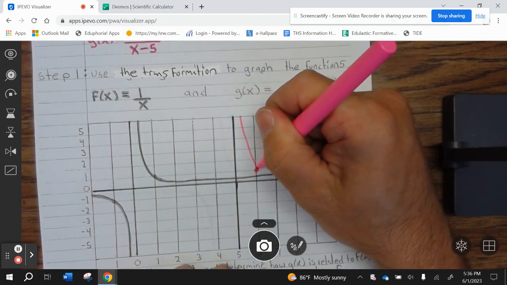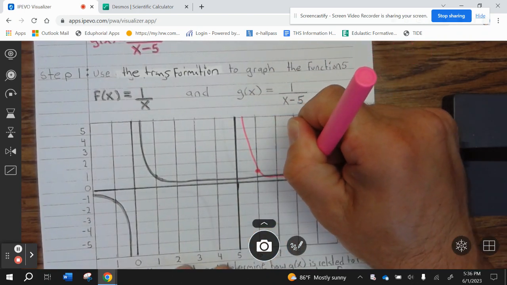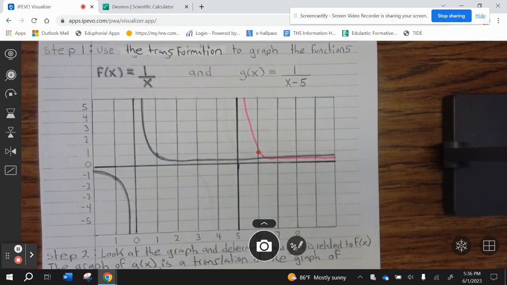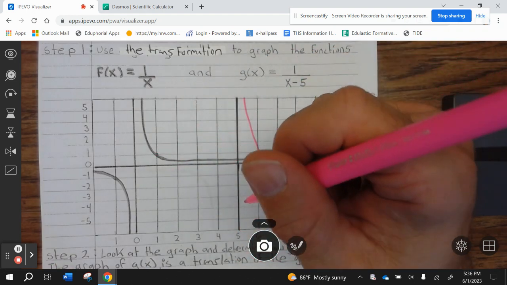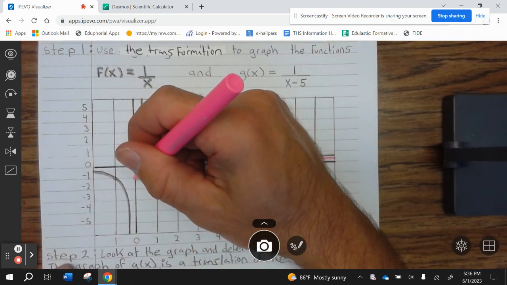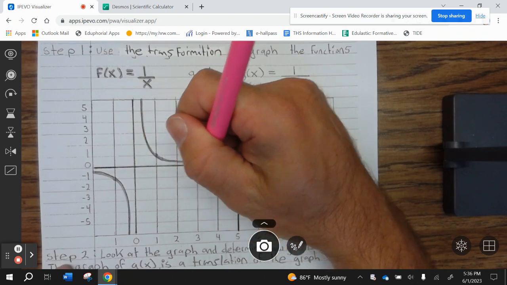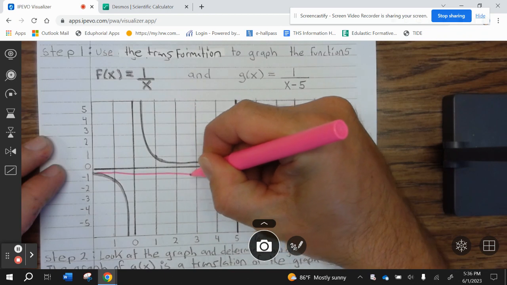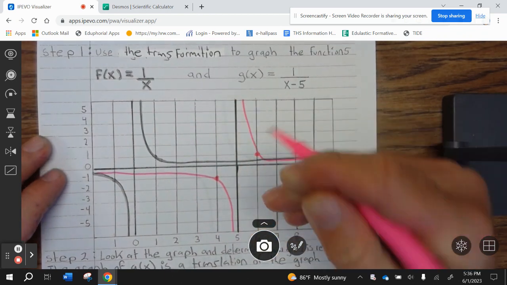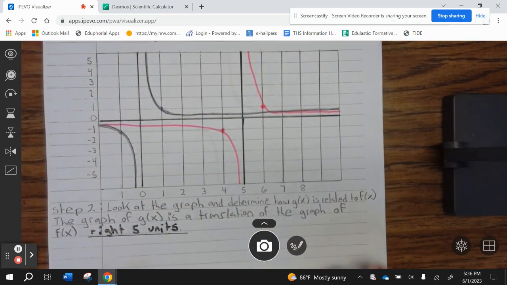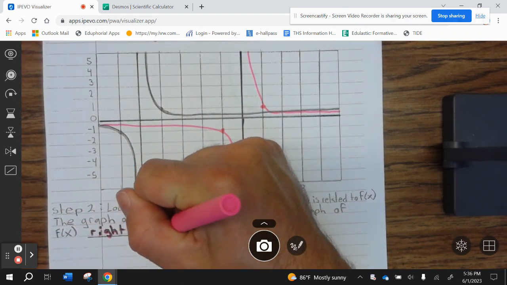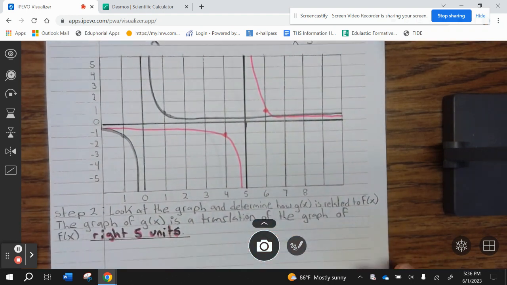So the graph looks like this. And we take this point and we go to the right 1, 2, 3, 4, 5. And the curve looks like this. Okay, so the graph went right 5 units. Okay, go and finish up example 4.